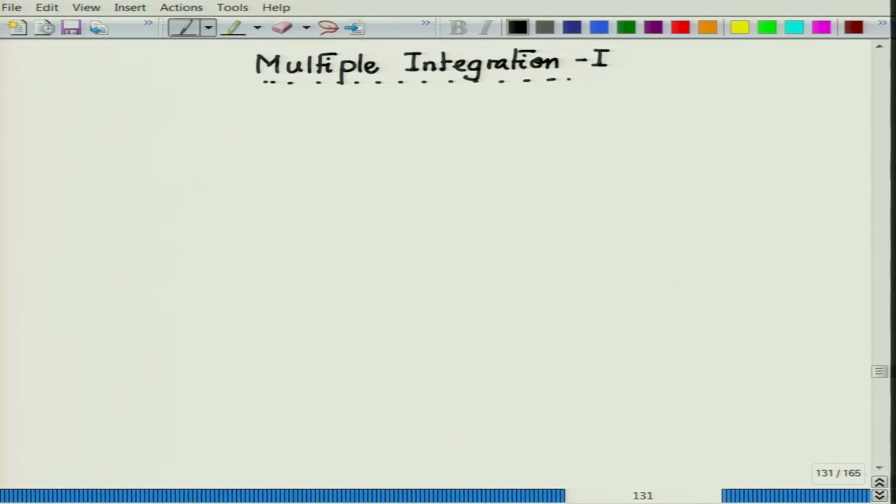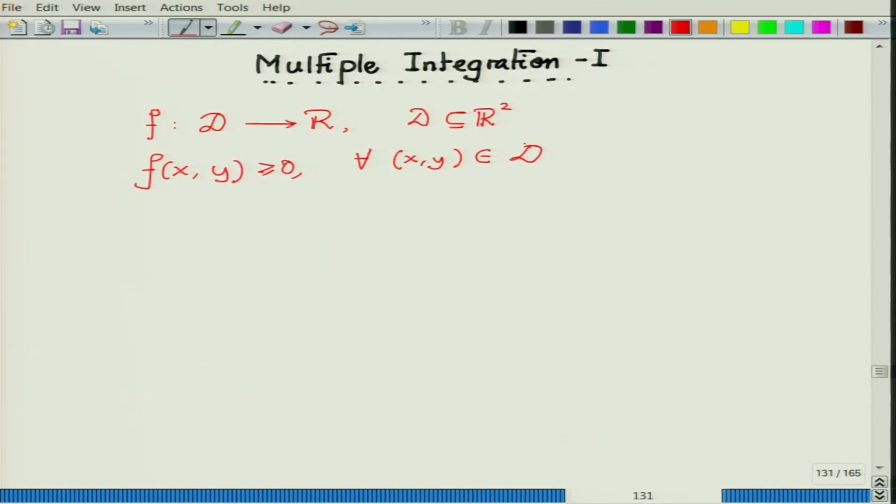Now suppose you have a function f defined over a domain D, which is a subset of R2, f from D to R, where D is a subset of the 2 dimensional plane, and f(x, y) is greater than or equal to 0, that is, it is non-negative for all (x, y) that belongs to D. Let me try to draw the diagram of such a thing and let us see what happens.